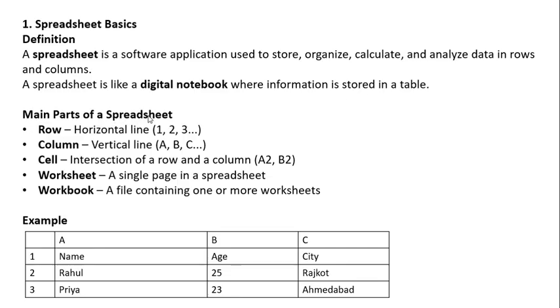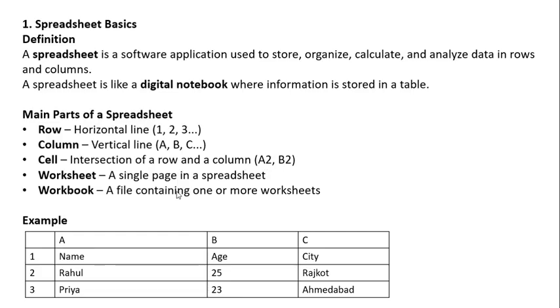The main parts of a spreadsheet: a row is a horizontal line, shown as 1, 2, 3. In this example, the first row is 1, then 2 and 3. A column is a vertical line, and its names are A, B, C, given as alphabet letters. And a cell is the intersection of a row and a column.